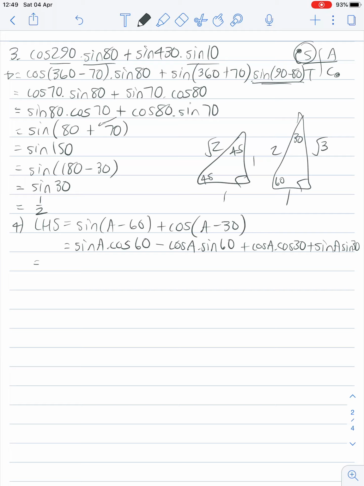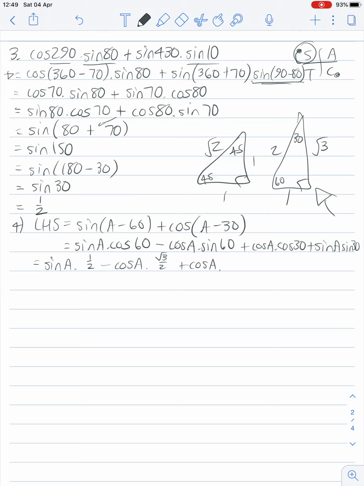I'm going to be using special triangles now. Sine A, can't do much there. Cos 60 is going to be a half. Just check my triangles over there. See if you agree. And then minus cos A, can't do anything. Sine 60 over here is root 3 over 2. Hope you agree. Plus cos A, can't do anything.